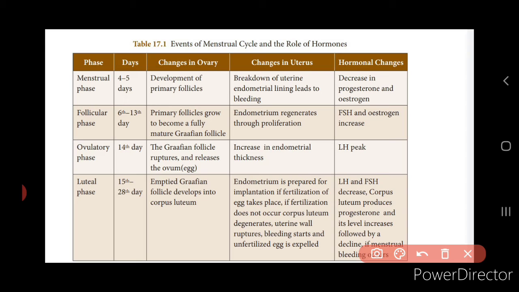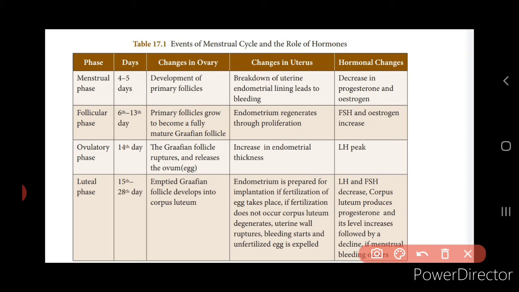Next is the follicular phase. It starts from the 6th day to the 13th day, and the primary follicle grows into a fully mature Graafian follicle, which we said, isn't it? And this is due to the increase in the estrogen secretion. And next is the ovulatory phase. This Graafian follicle ruptures, and you can see an ovum, an egg, coming out of it. And this is because the luteinizing hormone secretion will be at a very peak, right? The secretion will be at a peak.